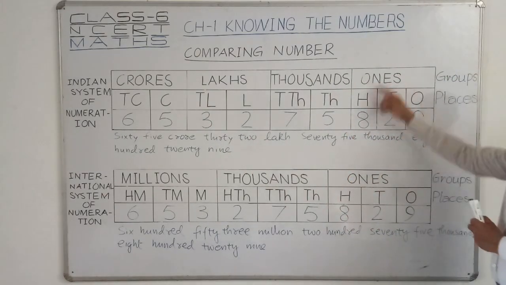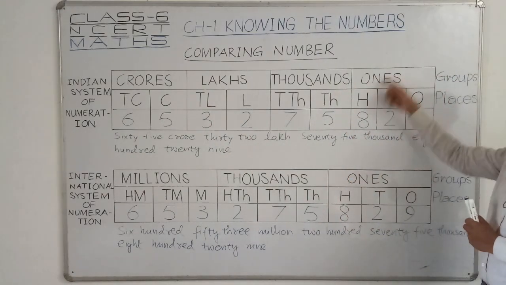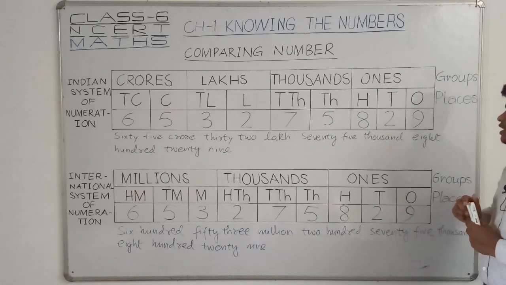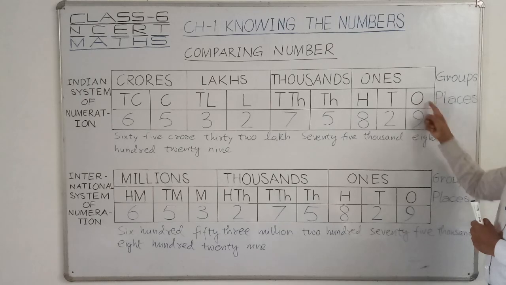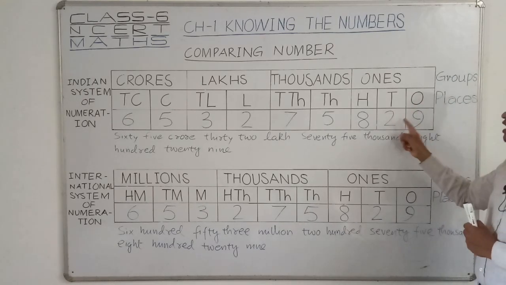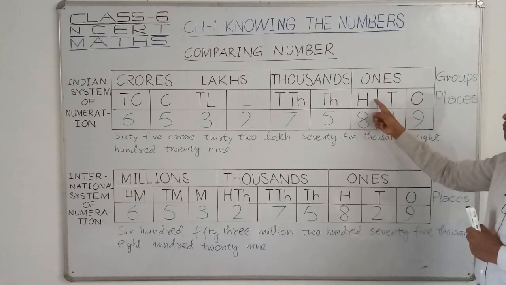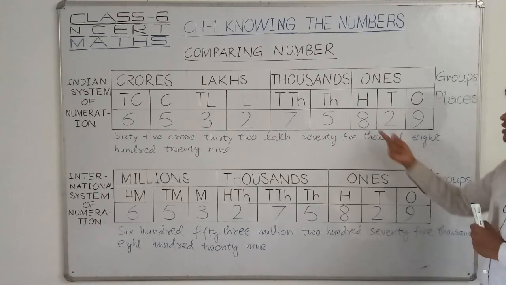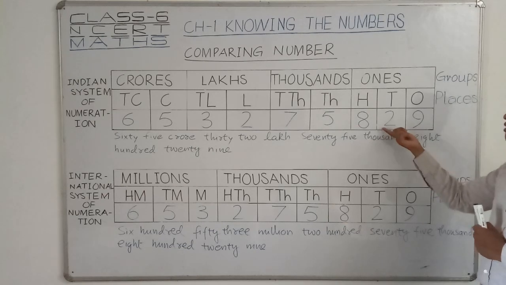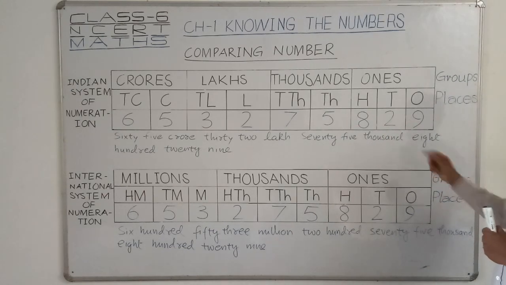So as you can see, we come through the ones group first, right? We will look from here, from the ones group. The first digit is 9, so we can see the place of 9, that is the ones, and the place of the 2, that is the tens, and the place of the 8 is hundreds, right? So simply we can say this number is 829, which I have written here.